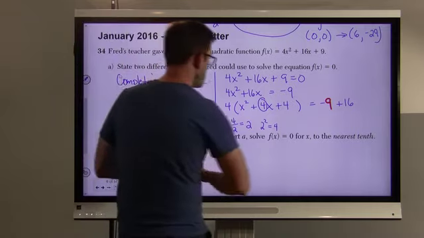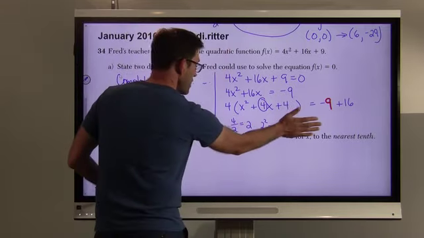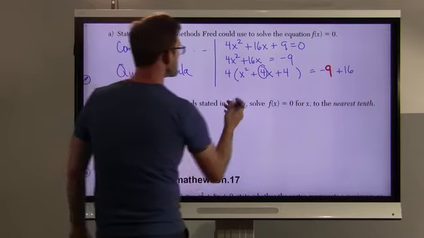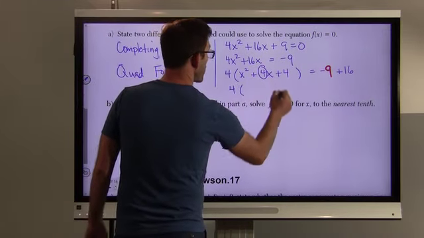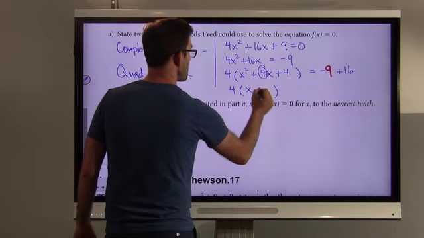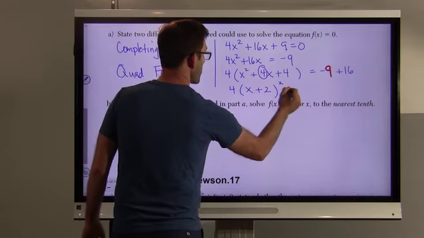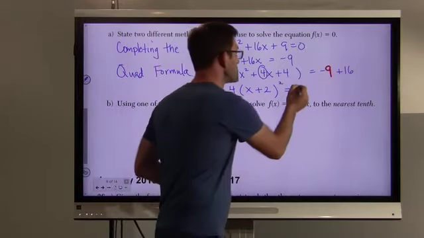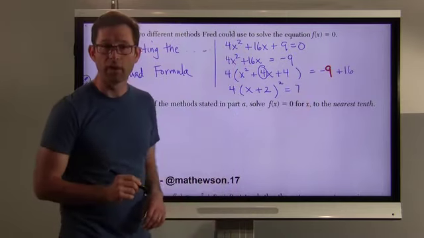I'm going to move this up a little bit. So now, this quadratic here factors as x plus 2, quantity squared. Of course, on this side, negative 9 plus 16 is just positive 7.